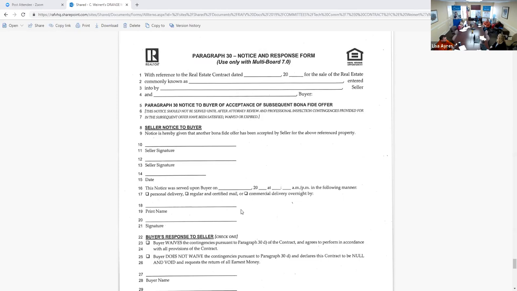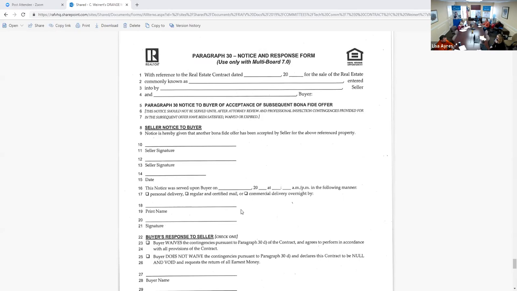Now, I'm the listing agent. I have a contingent contract on one of my listings. I now have buyer B, and I want to make buyer B's contract effective as quickly as possible. If you don't personally serve this notice, which is what this form enables you to do, the attorney can do it by certified mail, he can do it by regular mail, but we're talking about extended periods of time for those things. The notice doesn't become effective until it's served. And if you're doing it by mail, it's a couple of days.